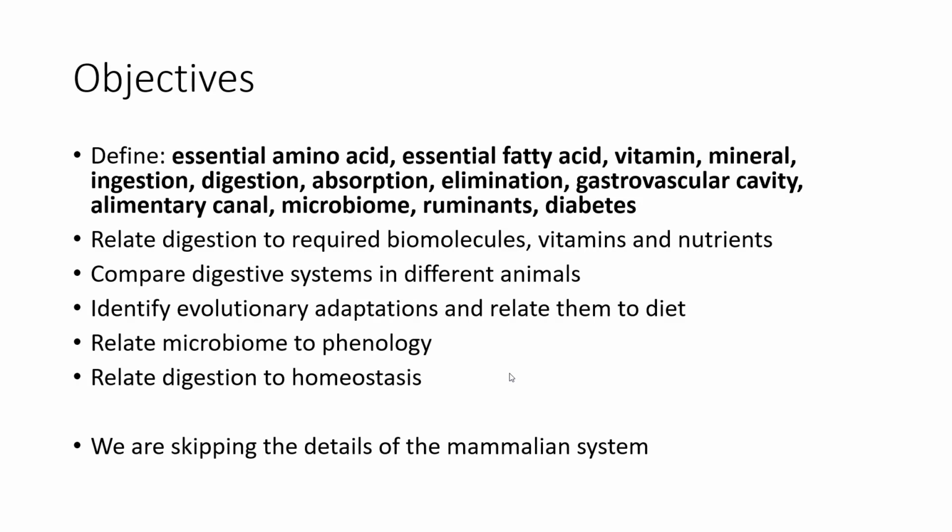Be able to define essential amino acid, essential fatty acid, vitamin, mineral, ingestion, digestion, absorption, elimination, gastrovascular cavity, alimentary canal, microbiome, ruminants, and diabetes. Relate digestion to the required biomolecules, vitamins, and nutrients. Compare digestive systems in different animals. Identify evolutionary adaptations and relate them to diet. Relate microbiome to phenology and relate digestion to homeostasis.